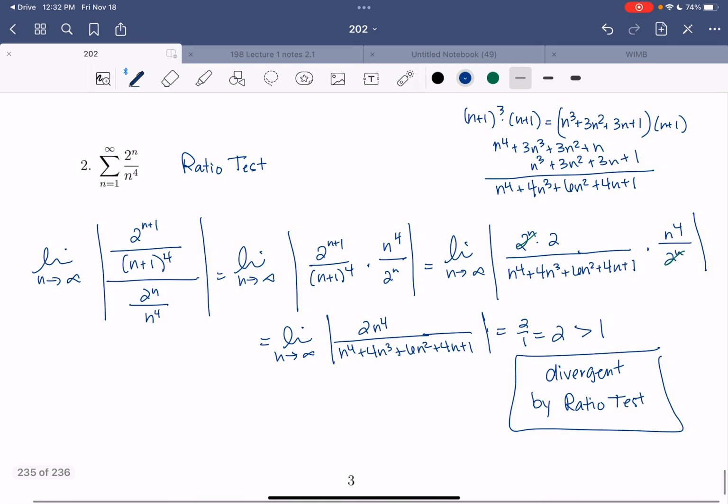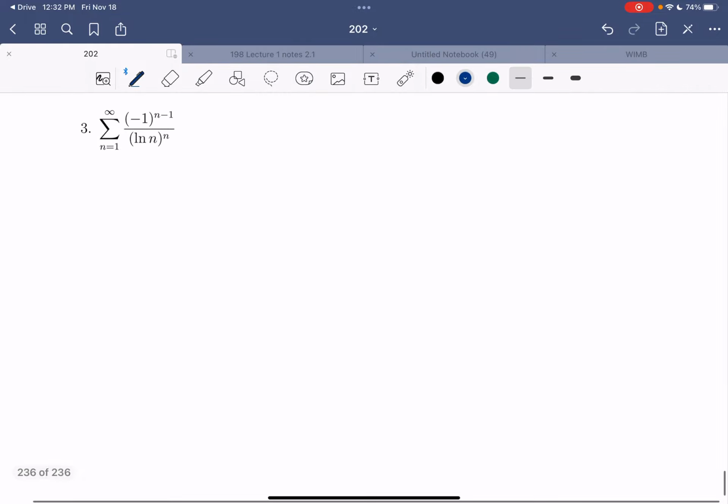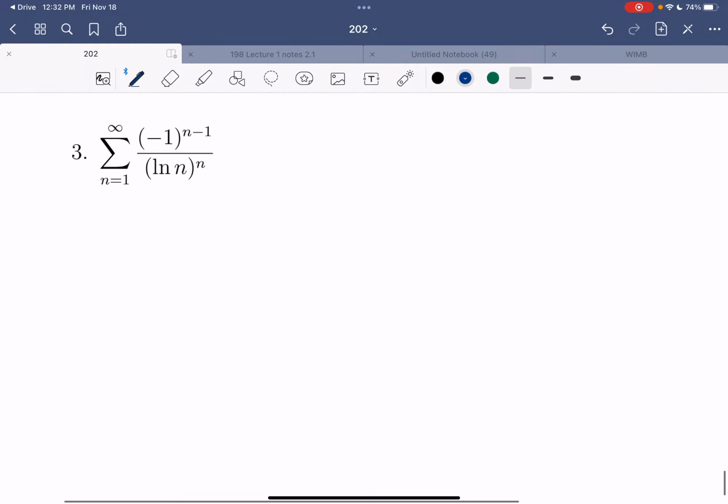Okay, so those two are ratio test. Number 3 is going to be the root test. Now when I look at these and I see the negative 1 to something, I'm not going to worry about that because when we take the absolute value, we're going to lose our negative 1s. So really I'm just working with this bottom piece, which is ln n to the n. So I want the root test here.